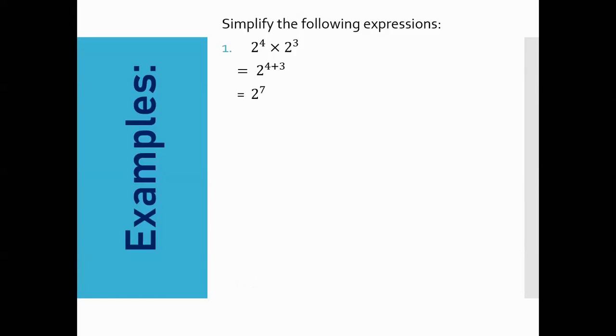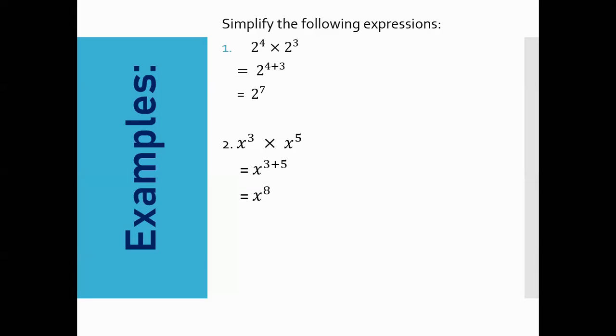Okay, let's look at another example with some letters. So I have x to the power of 3 times x to the power of 5. They both have the same base, so I can go ahead and add their indices. So always check to see if they have the same base, and then once they have the same base, you can go ahead and add the indices. Very good. I see some persons responding in the chat.